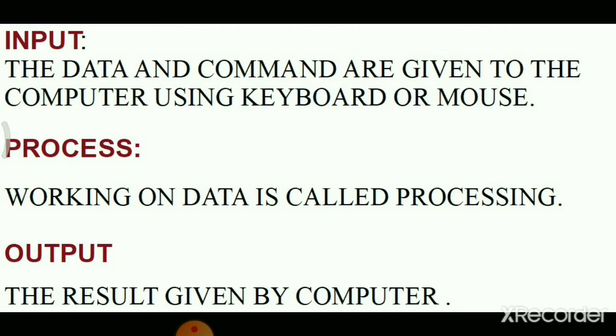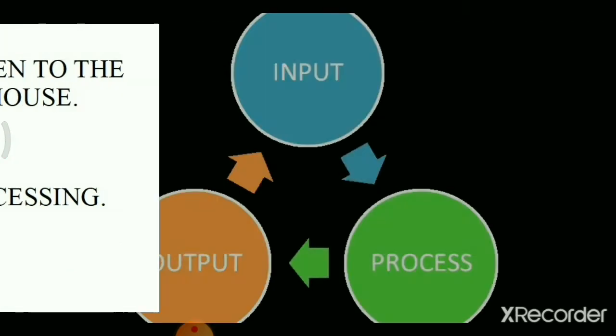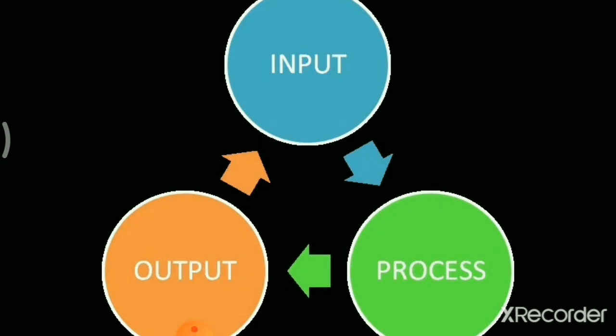Input, process, output cycle. The data and commands given to the computer using a keyboard or mouse is input. Working on this data is called processing, and the result given by the computer is output. So the full form of IPO is input, process, output cycle.